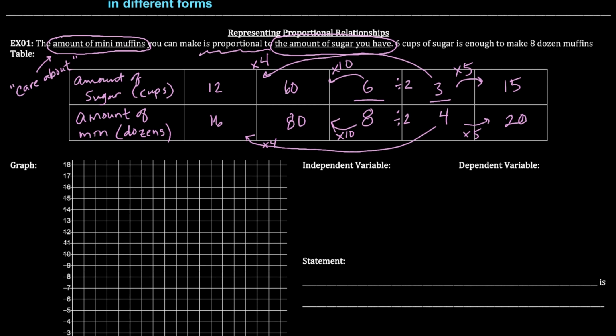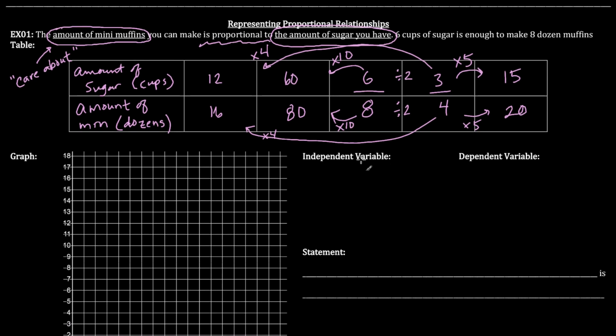All right, so before we graph, let's talk about our variables. The one that we ultimately care about, the topic of the sentence, is the amount of mini muffins. That will be our dependent variable, amount of mini muffins in dozens. And the independent variable will be amount of sugar. And that is measured in cups.